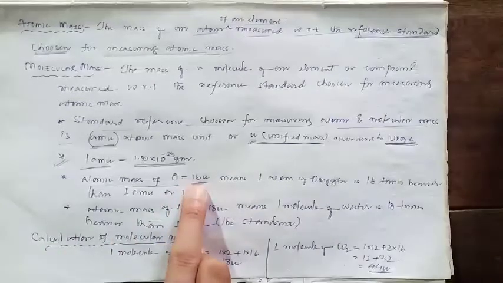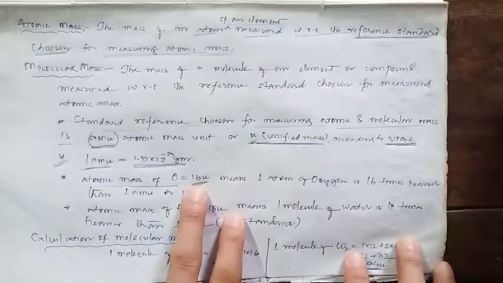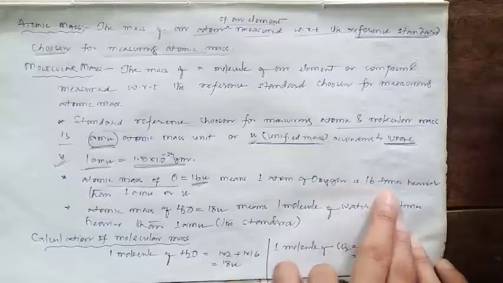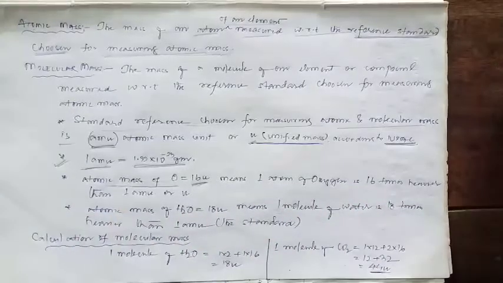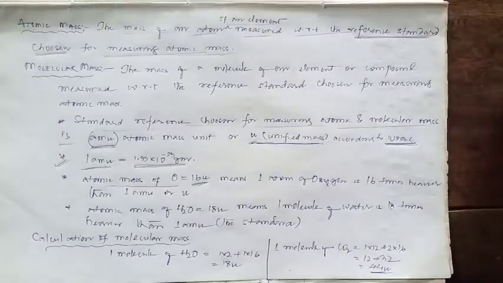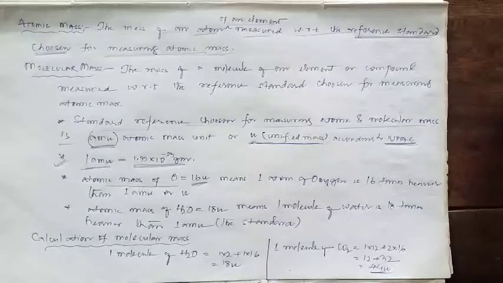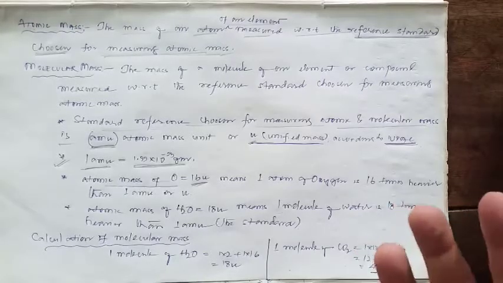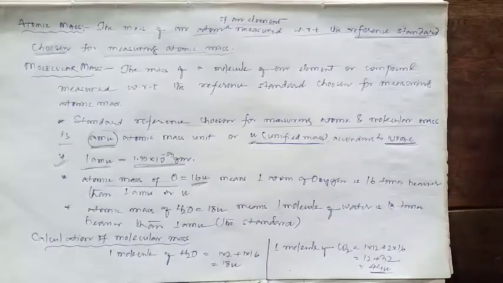When I say so, what does it mean? It means one atom of oxygen is 16 times heavier than 1 AMU. Imagine a beam balance, physical balance. One pan of the balance, you keep 1 AMU, that's a standard mass. Another pan of the balance, you keep on putting the oxygen atoms.